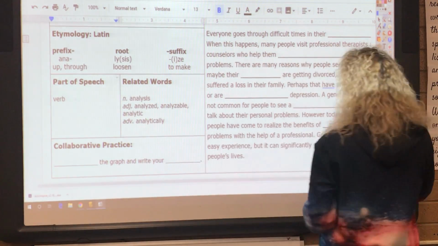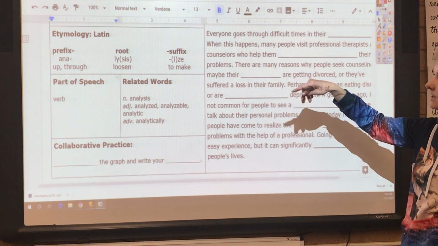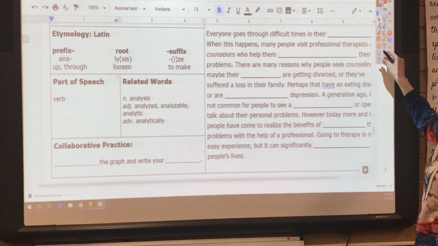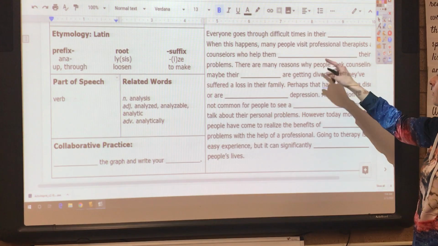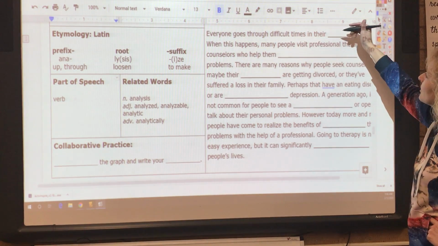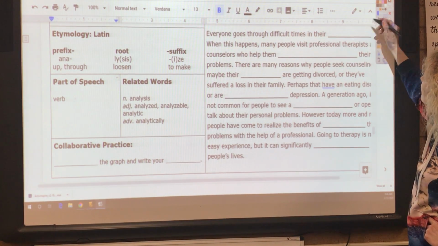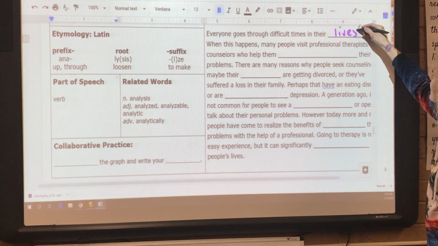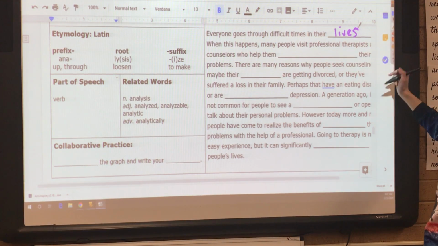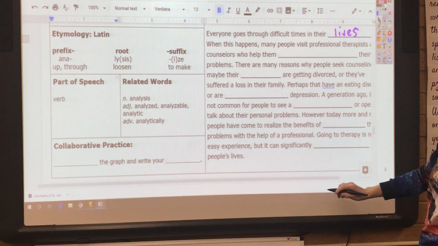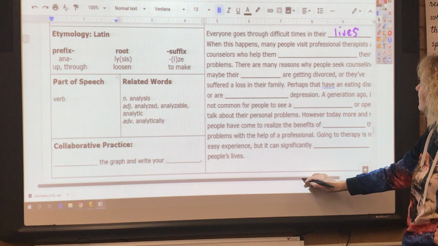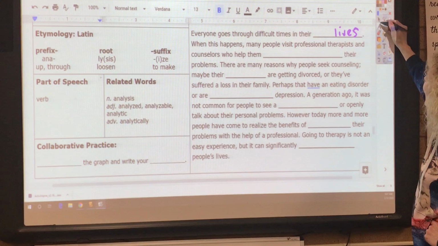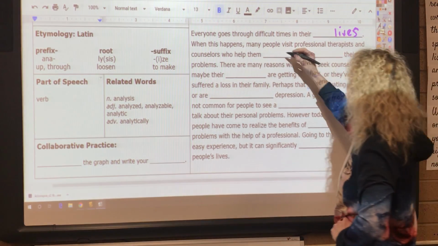Okay, let's look at our academic paragraph. I'm going to read a little bit, then we'll fill it in. Everyone goes through difficult times in their blank. When this happens, many people visit professional therapists and counselors who help them blank their problems. Everyone goes through difficult times in their lives, with an S. When this happens, many people visit professional therapists and counselors who help them analyze their problems.